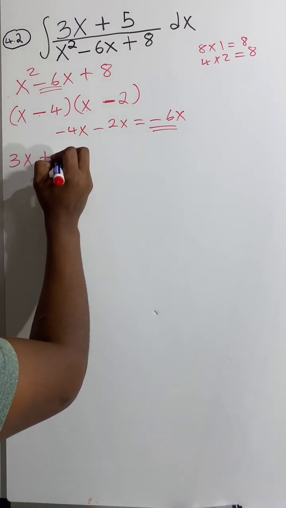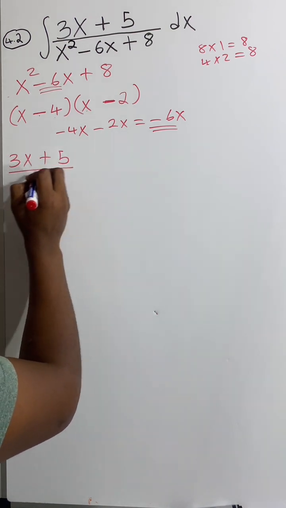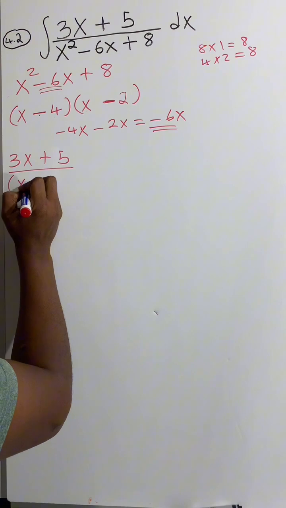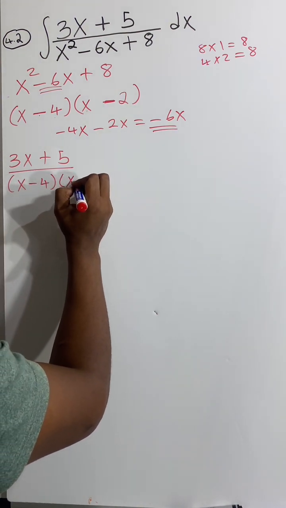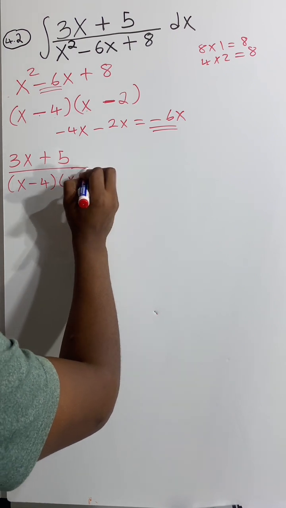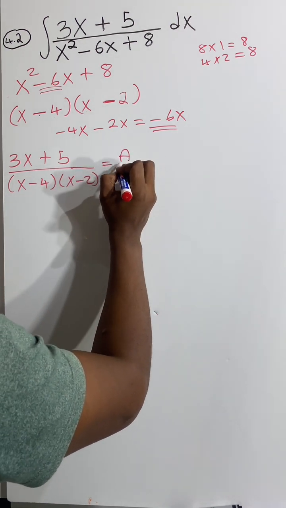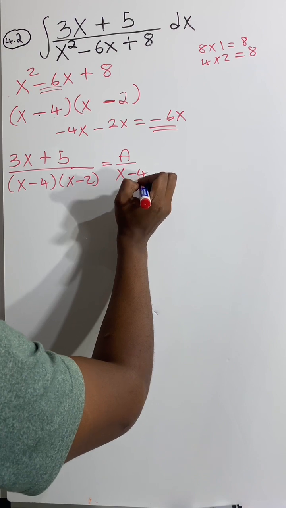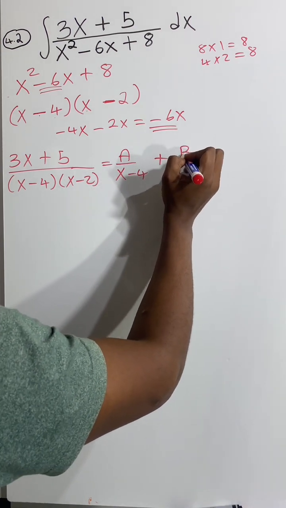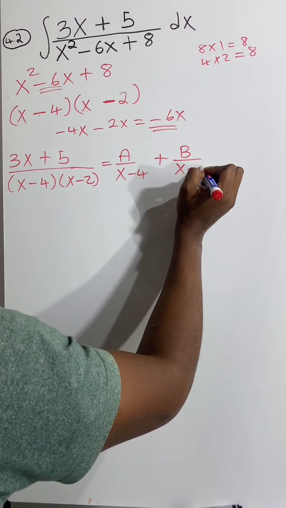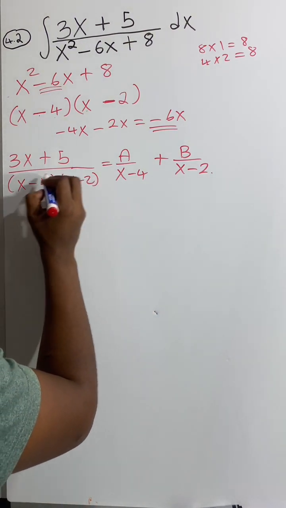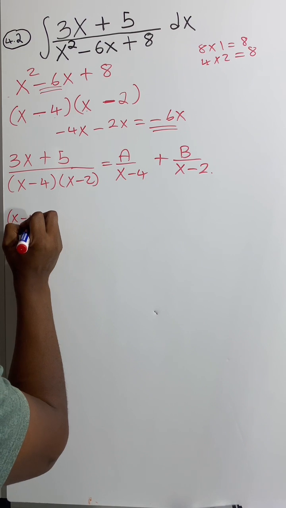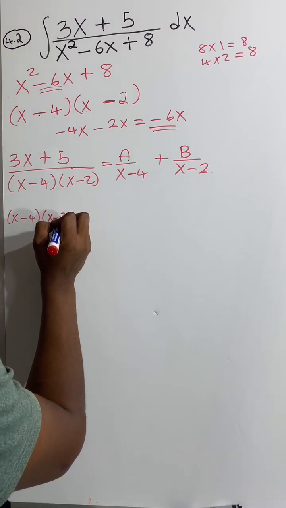So we'll have (3x plus 5) over (x minus 4) multiplied by (x minus 2). This will be equal to a over x minus 4 plus b over x minus 2. We multiply both sides by our denominator here, x minus 4, x minus 2.